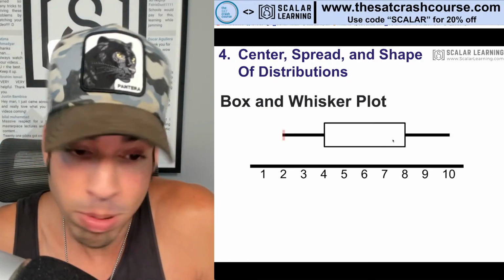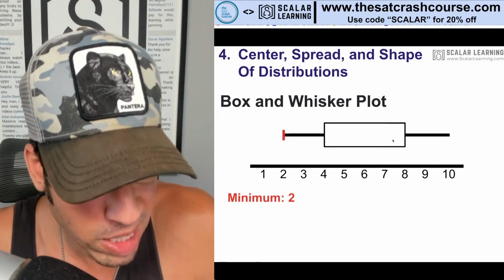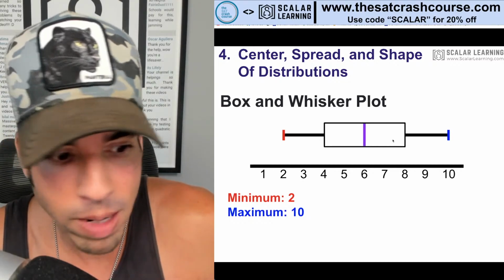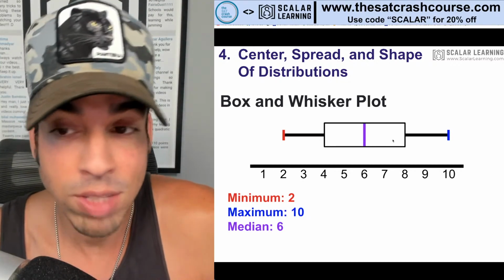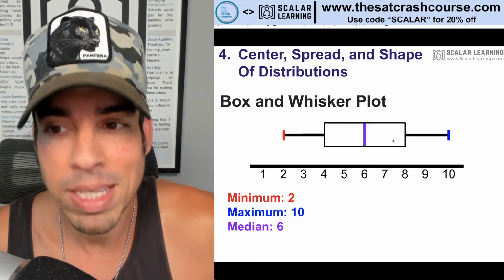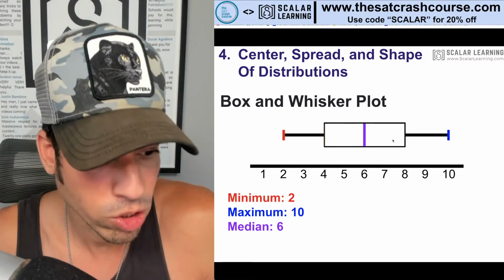Okay, box and whisker plot. You got to know this. Let me explain the different pieces. That is the minimum on the left. That is the maximum value on the right. That middle thing is the median. If they ask you what's the mean from the box and whisker plot, you cannot answer that. Mean is not presented on a box and whisker.